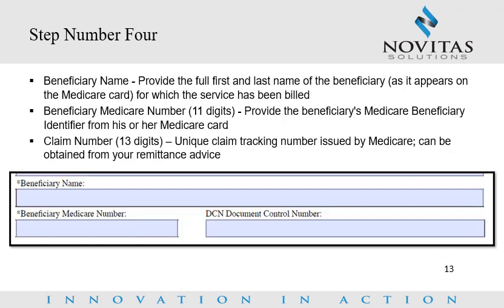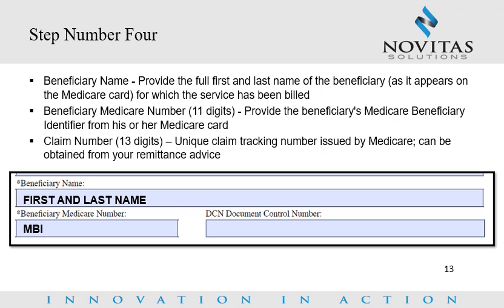Step number 4. Step number 4 has a beneficiary privacy authentication, so please complete this section in its entirety. These fields include: provide the full first and last name of the beneficiary as it appears on the Medicare card for which the service has been billed. We will type in first and last name as an example. Provide the beneficiary's 11-digit alphanumeric Medicare beneficiary identifier from his or her Medicare card. We will type in MBI as an example.